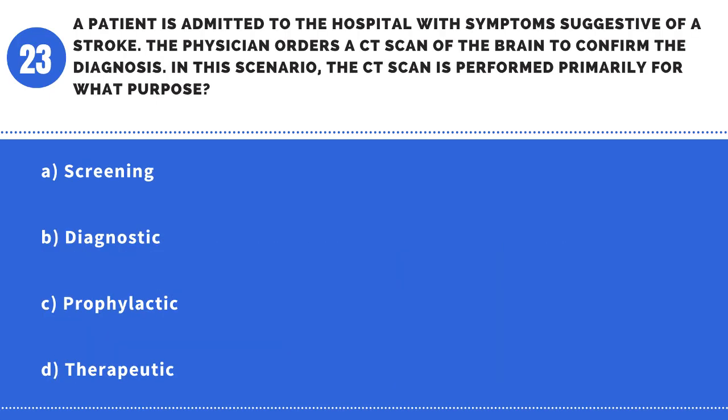Question 23. A patient is admitted to the hospital with symptoms suggestive of a stroke. The physician orders a CT scan of the brain to confirm the diagnosis. In this scenario, the CT scan is performed primarily for what purpose? A. Screening. B. Diagnostic. C. Prophylactic. D. Therapeutic.